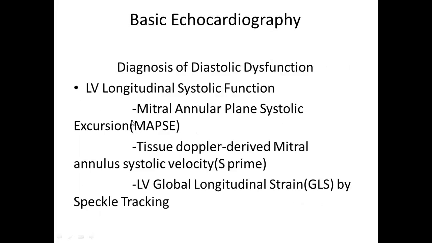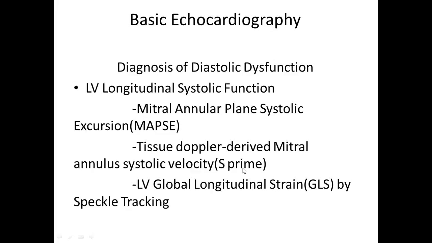Remember, MAPSE is an M mode measurement. It's a linear measurement. You can also get the same assessment using Doppler, with the tissue Doppler derived mitral annular systolic velocity. When you put your cursor on the medial mitral annulus and press M mode, it will give you the excursion. If you take off M mode and press your tissue Doppler button, it's going to give you the tissue Doppler derived mitral annular systolic velocity, so-called S prime.